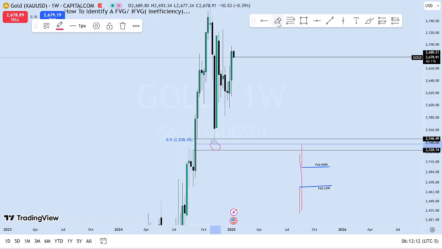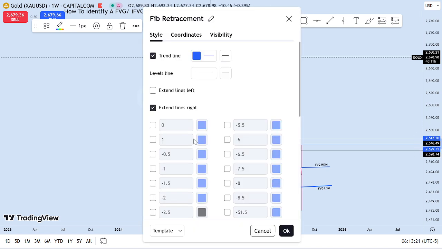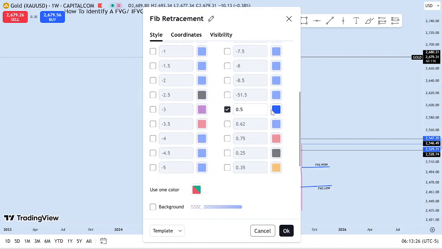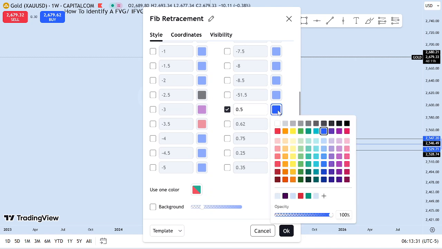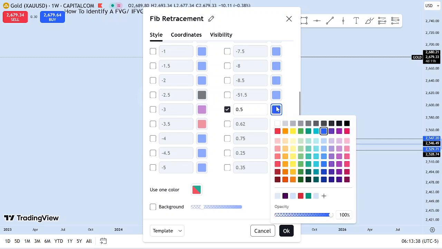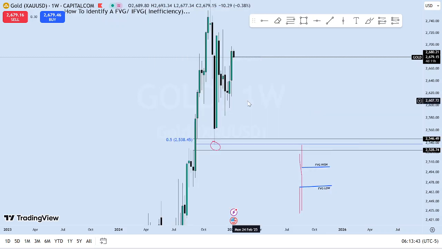So that's how you get your 50% of any inefficiency using your Fibonacci. This is your Fibonacci. This is how you can set it. That's the 50% with the blue line you are seeing there. I can change it to another color, but I prefer blue. You can put it on your own preferable color. So that's how you measure your 50%.